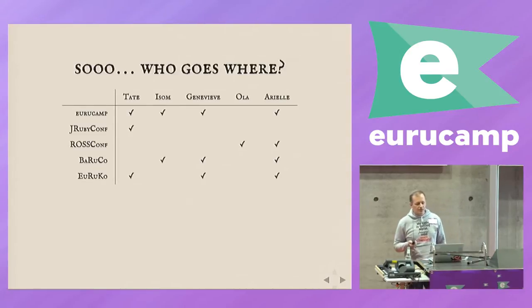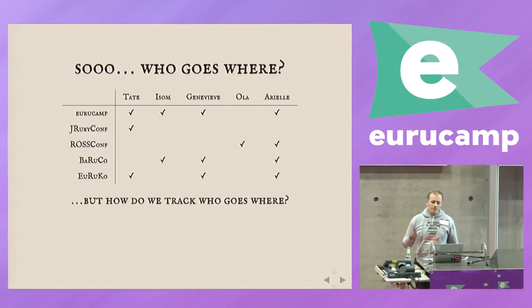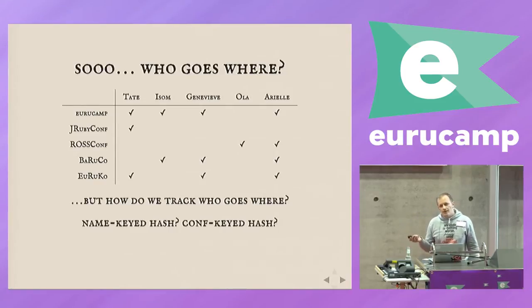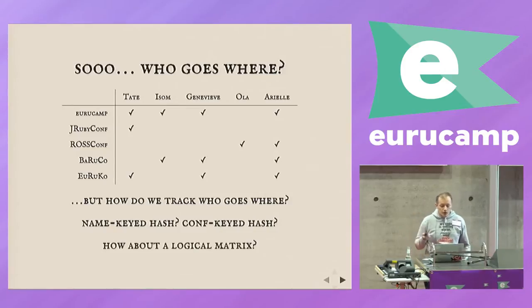Let's say we have this set of information. We have some conferences. We have some names. Thanks to the Faker gem, I didn't have to invade anyone's privacy. And we want to see who goes where. How do we know that? We can have a name-keyed hash. We can have a conf-keyed hash. But we can also have a logical matrix, which is the obvious choice.